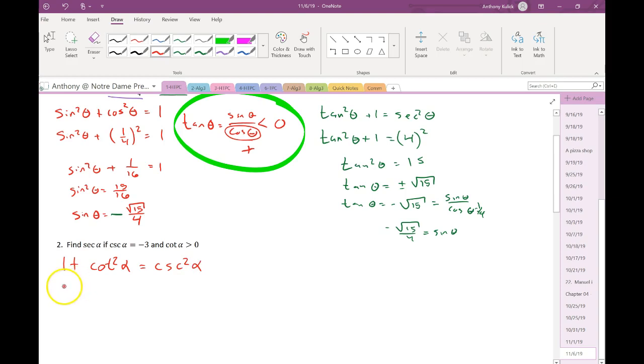So if I do that, I'm going to get 1 plus cotangent squared theta equals 9, or that cotangent theta is equal to plus or minus 2 root 2. Now, I did a lot of simplifying there all in one step. Is everybody okay with that? I subtracted 1 from both sides, took the square root, and simplified the radical all in that one step.